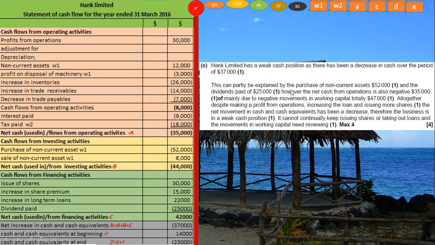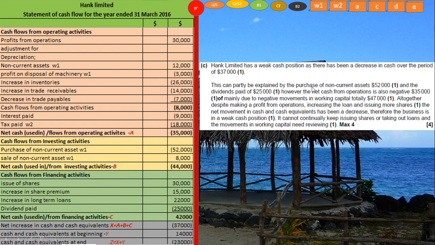So I'm going to explain to you based on this one. Hang Limited has a weak cash position as there has been a decrease in cash over the period of 37,000. If you look at the solution down here, see a net increase in cash and cash equivalent. Look at the final answer, 37,000. We have negative cash outflow, negative cash balance. So it means Hang Limited has a weak cash position, because we have a negative cash balance. So obviously you can mark this as 1. You get 1 mark for saying this.